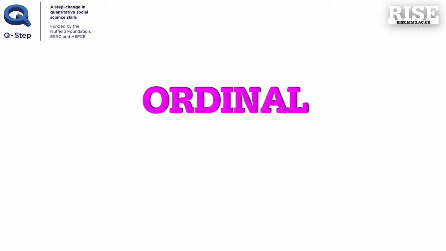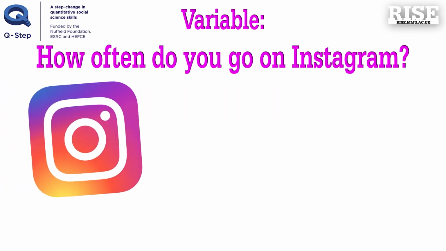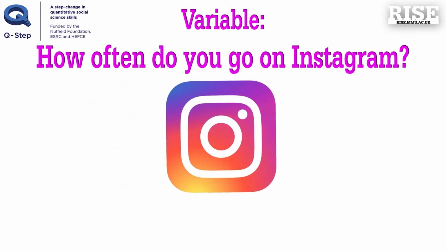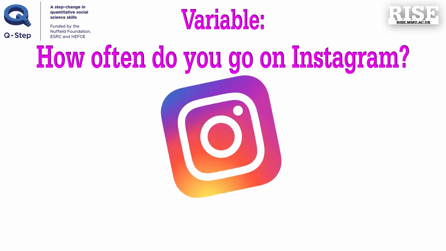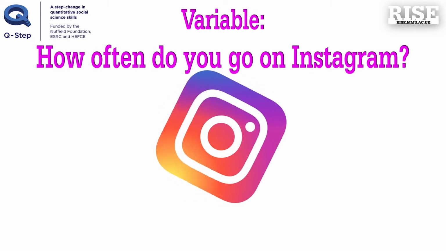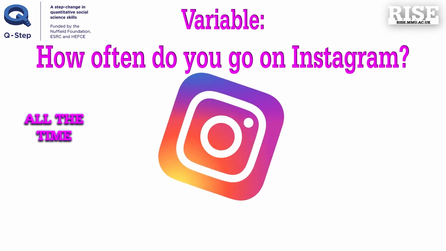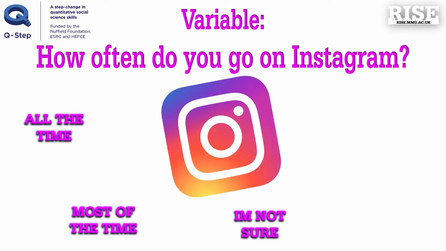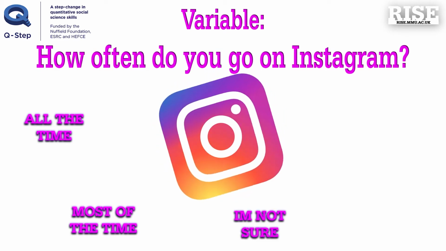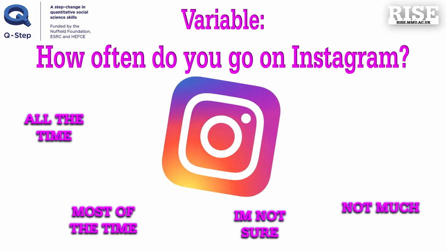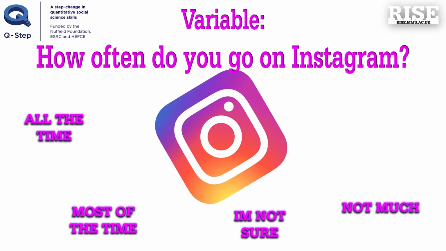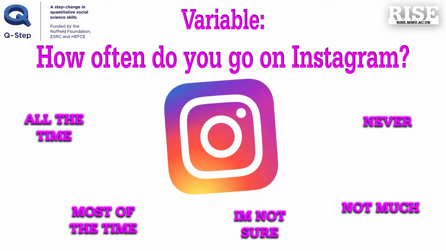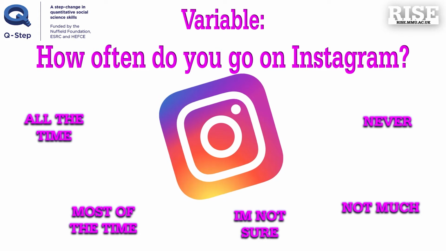So the example that we're going to use in this video is Instagram, and specifically looking at a question that people answered, which was how often do you go on Instagram? Okay, so what we did here was we asked this question and presented them with 5 different options. First option being all the time, so they're always on Instagram. Second option being most of the time. We provided them the option to say whether or not they're not sure as to how much they go on this. For those who might not go on it very much, to say not much, and then for those who don't like Instagram, to say never, so that they never go on this social media platform.